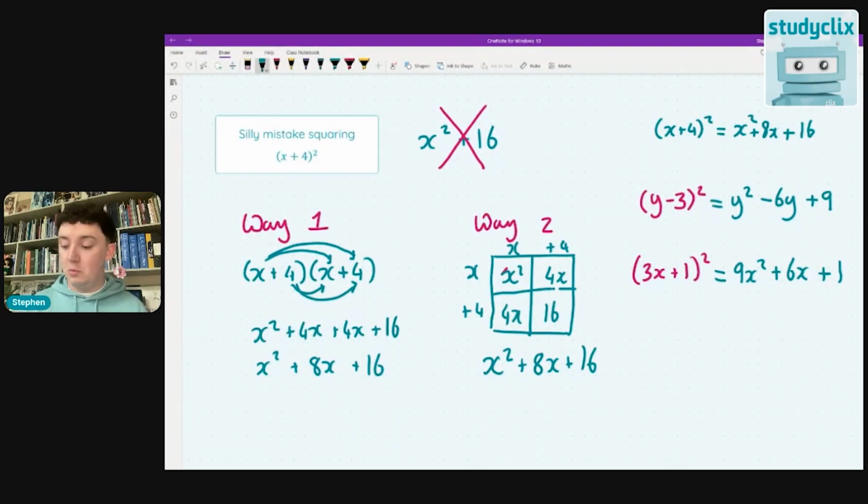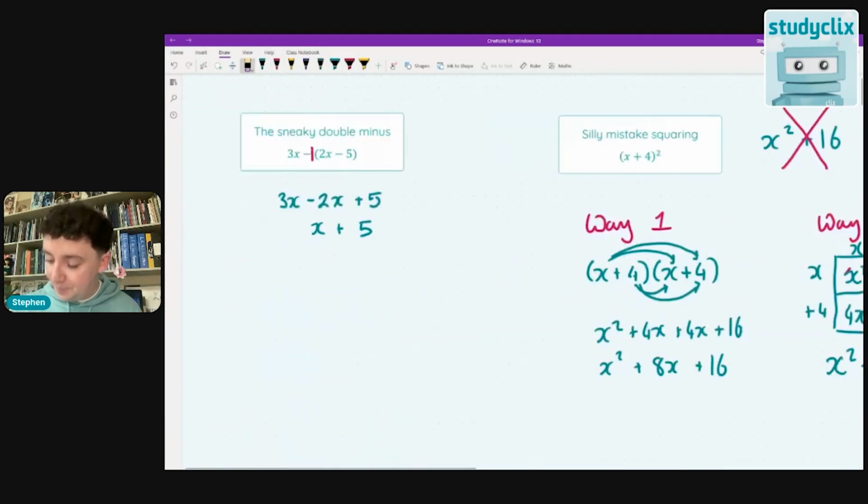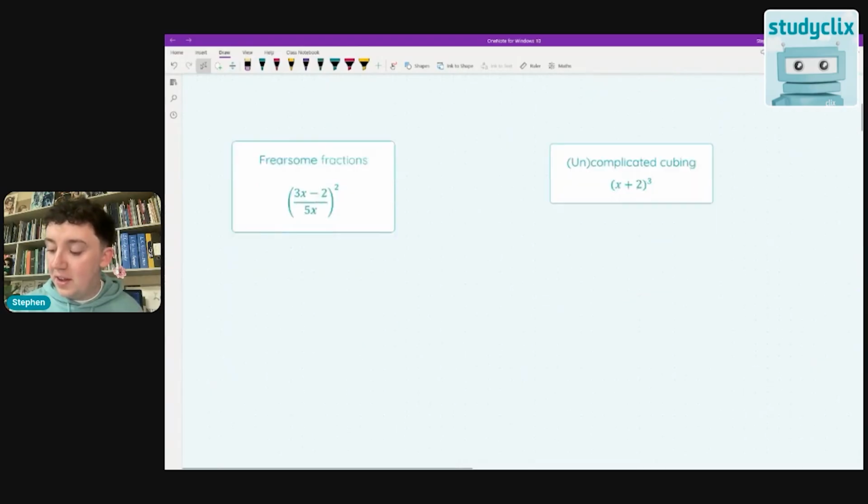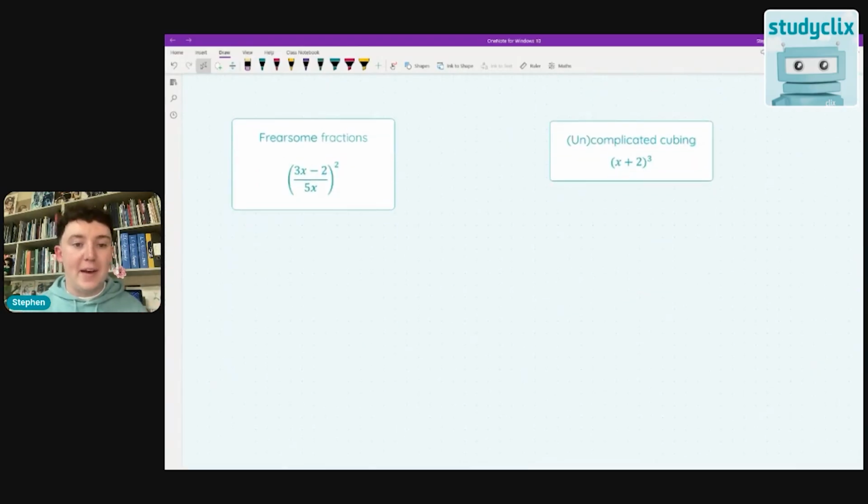So take your pick, whatever way you do it. I simply don't mind, so long as you don't tell me that the answer to that original question is x squared plus 16. So once more, the wee shortcut is square the first, square the last, double the first by the last. Other mistakes we see here come into play when we have fractions.